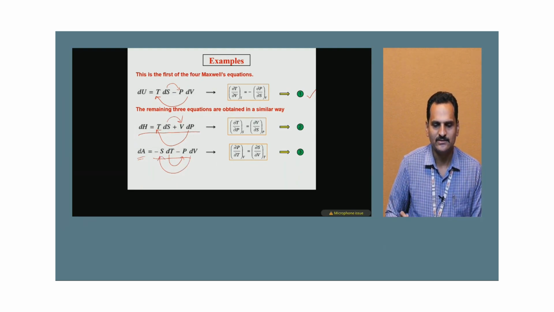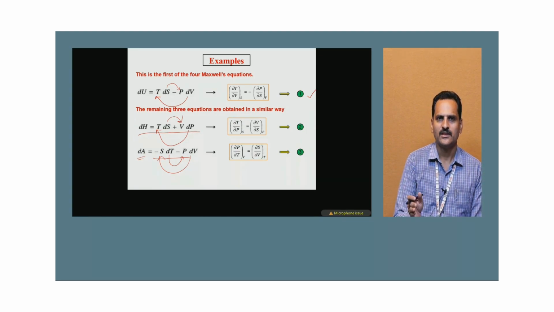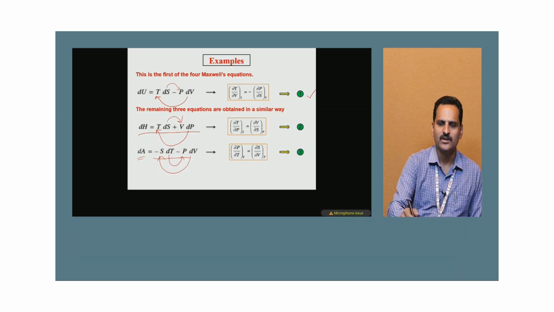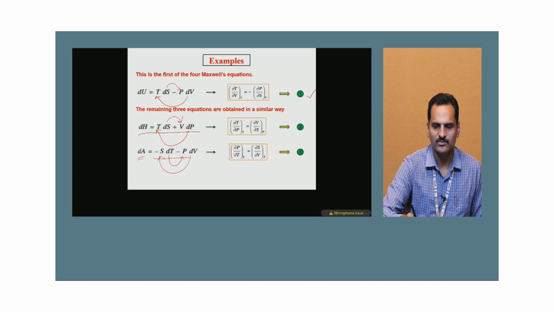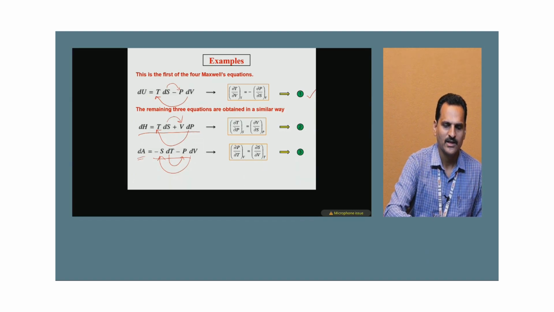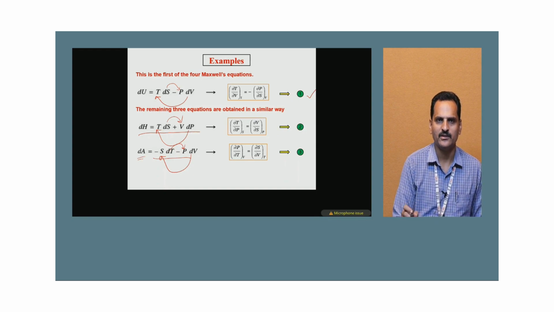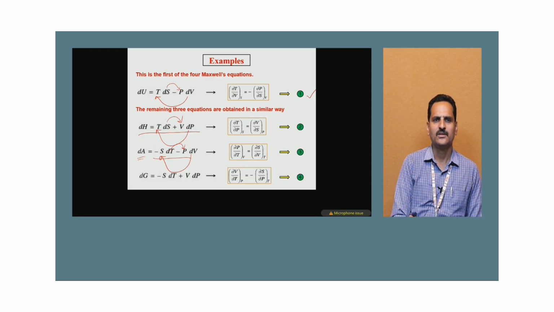This is called the third fundamental property equation. Both sides have negative signs, so the signs will be cancelled. You can get ∂P/∂T at constant V equal to ∂S/∂V, or otherwise we can write ∂S/∂V and similarly ∂P/∂T. Either way, we can write it in two ways.